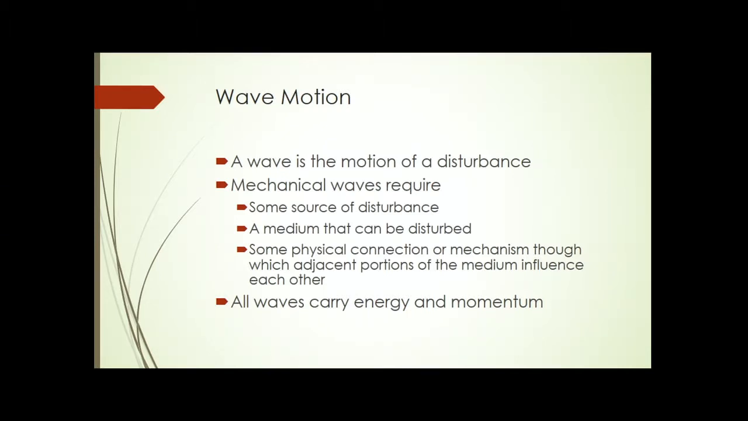So we're going to define a wave as a motion of a disturbance. We look at that surface. If I have a placid pond and I drop a pebble in it, we generate a wave, and we see that motion disturb the surface of the water. We actually get that disturbance.